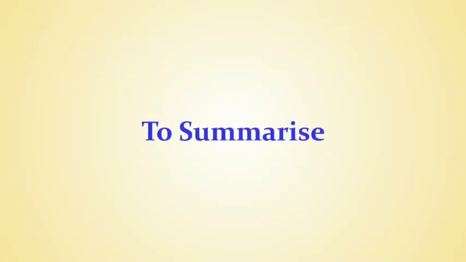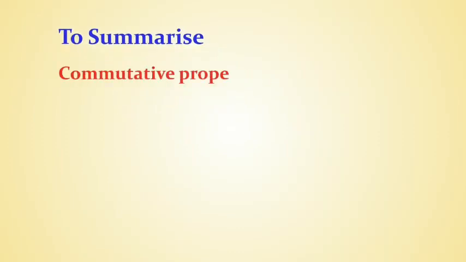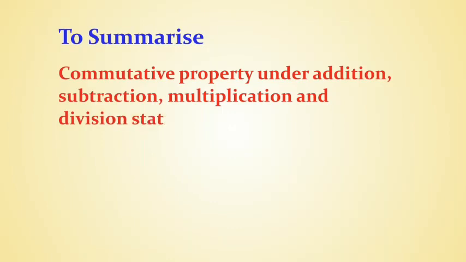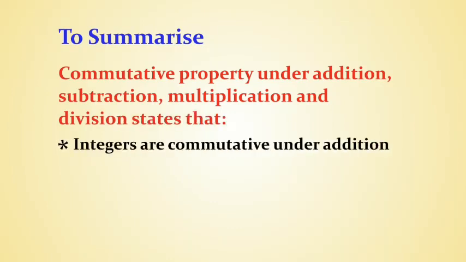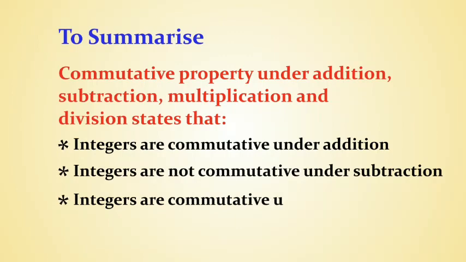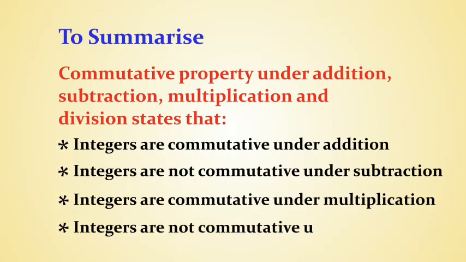To summarize, commutative property under addition, subtraction, multiplication and division states that integers are commutative under addition. Integers are not commutative under subtraction. Integers are commutative under multiplication. Integers are not commutative under division.